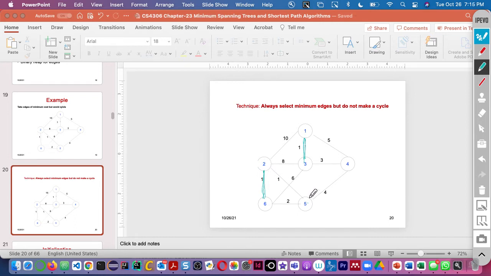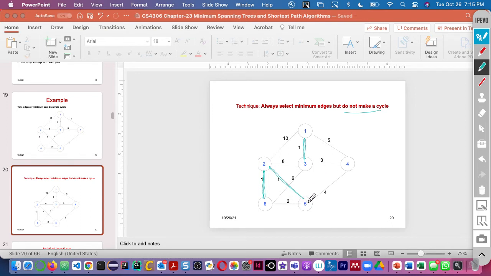What is the minimum one that does not make a cycle? This one, right? So we take this one. Then what is the minimum one we can select? Can we select this 5 to 6? No, because the condition is that we do not make a cycle. We cannot select this one, right? Although it is minimum, the reason is that it will make a cycle.